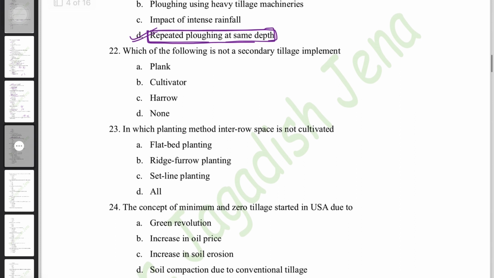Next question, which of the following is not a secondary tillage implement? See, plank is a secondary tillage implement. Cultivator is a secondary tillage implement. Harrow is a secondary tillage implement. So no implement from these options is outside secondary tillage; all are secondary tillage implements.